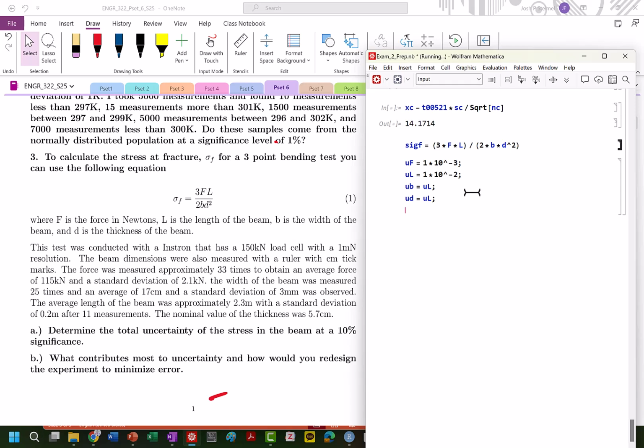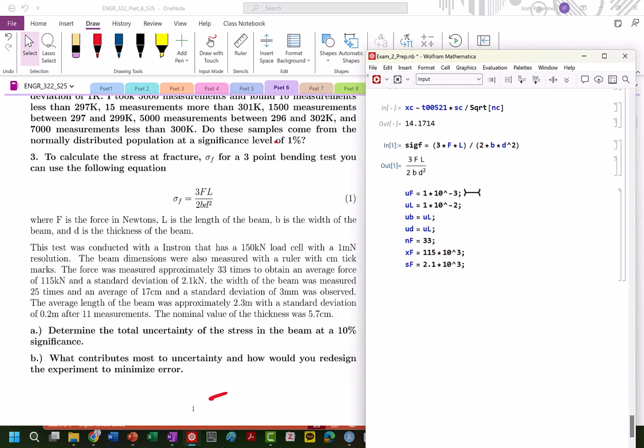Good. Number of force measurements is equal to 33. XF is equal to 115 times 10 to the 3. SF is equal to 2.1 times 10 to the 3.